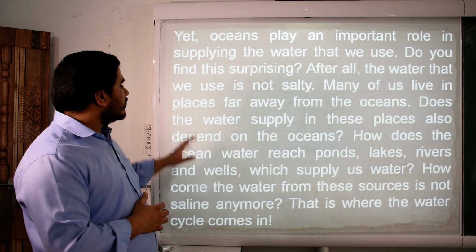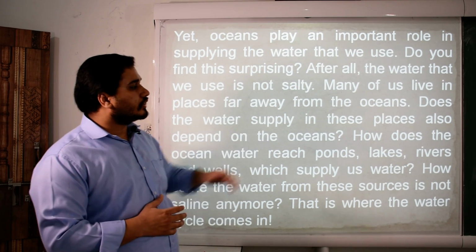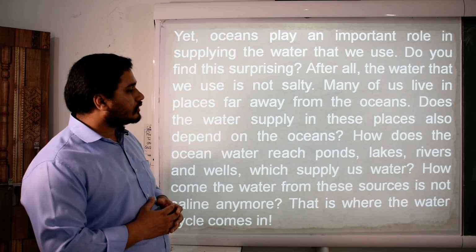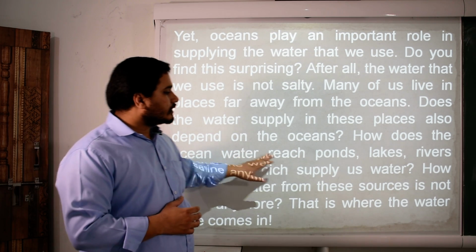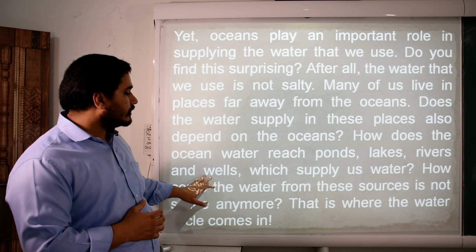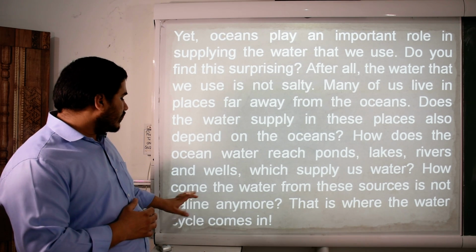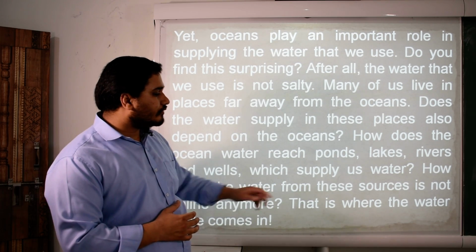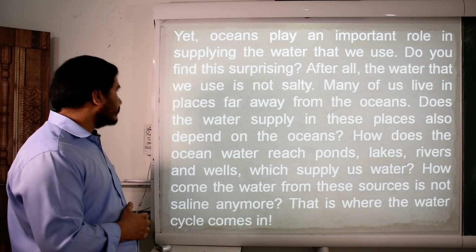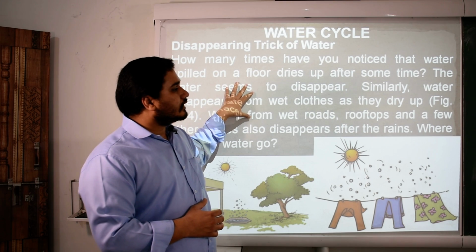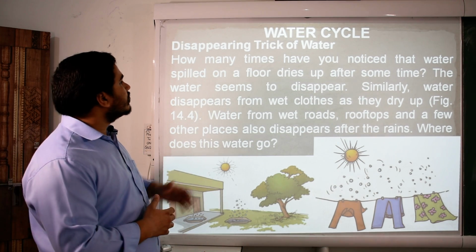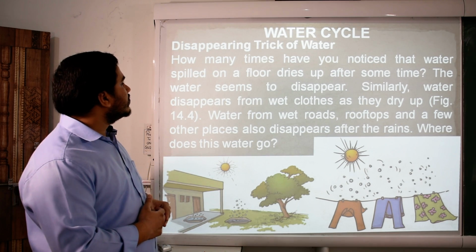Many of us live in places far away from the ocean. Does the water supply in these places also depend on the oceans? How does the ocean water reach ponds, lakes, rivers and wells which supply us water? How come the water from these sources is not saline anymore? That is where the water cycle comes in. The thing which we will discuss here is the water cycle, how we are getting proper water, not saline water. Disappearing tricks of water, that is the main thing.